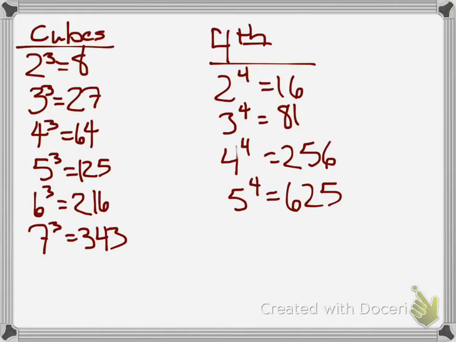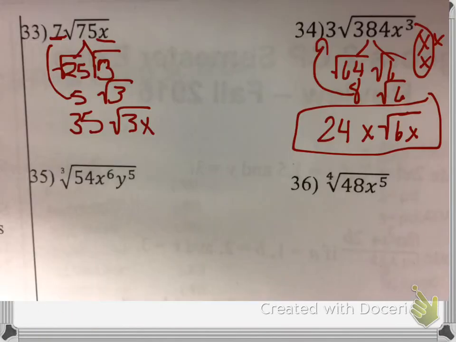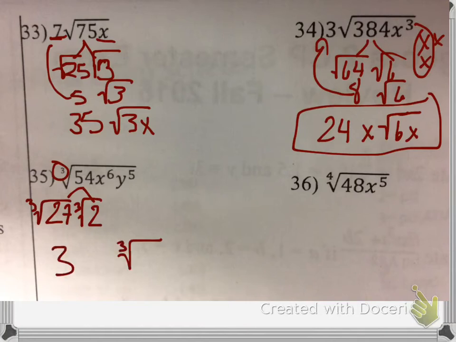For the next few problems, you'll need your cubes and fourths tables. Keep in mind that you need to pay attention to the different radical symbols. Here, this one tells me I need to use my cubes table. I look at the 54, and the largest perfect cube that goes into 54 is 27. 54 divided by 27 is 2. The cube root of 27 is 3, and then you can put here cube root of 2.